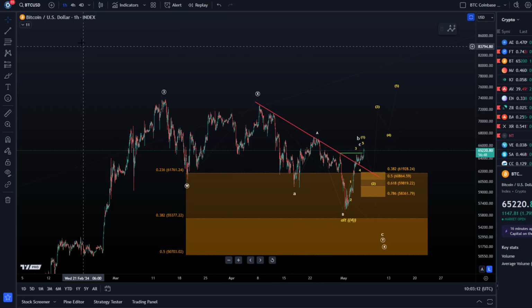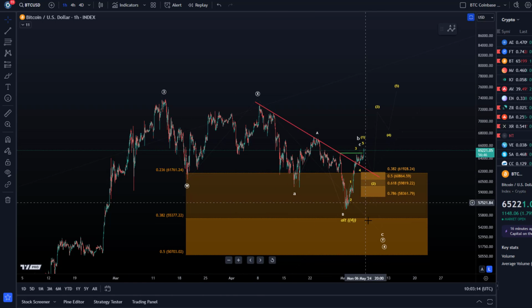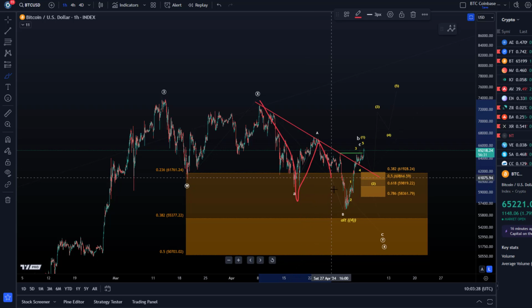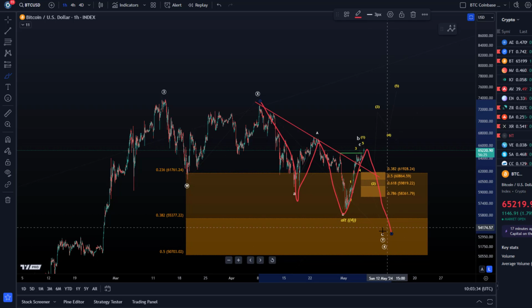So we have obviously still our WXY structure. It's possible that the Y wave is still unfolding. It's a complex correction. And in the white scenario, we're dealing with the Y wave, and in the Y wave, an A wave down, and then a flat structure in an A, B, C. And then from here, a C wave down. And then we complete wave C of Y of 4.